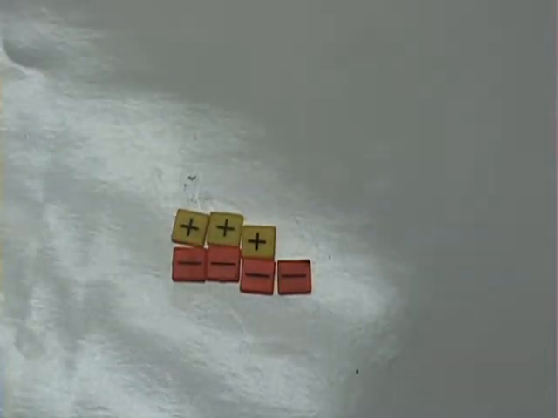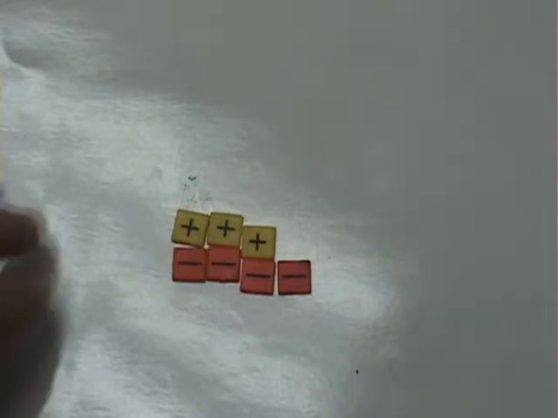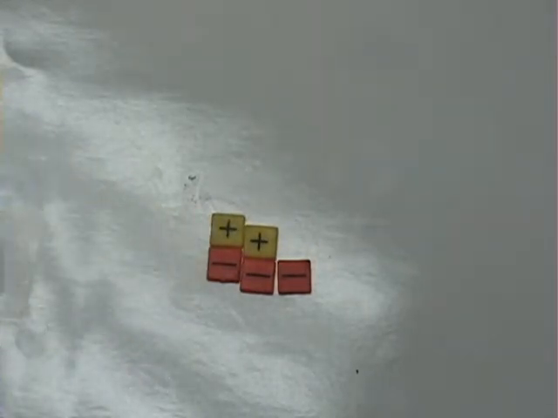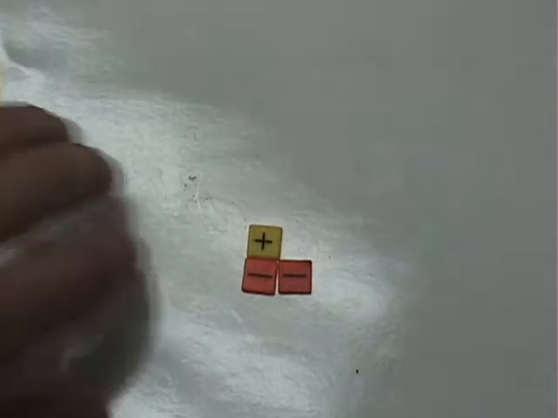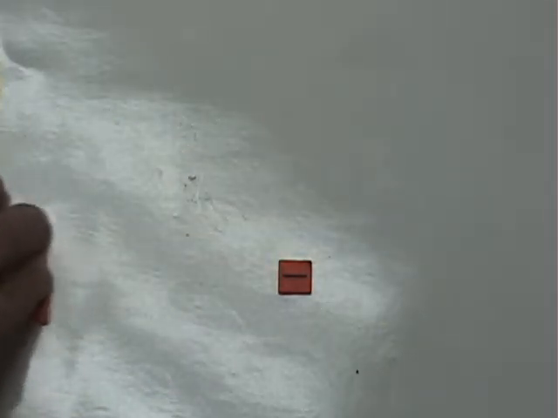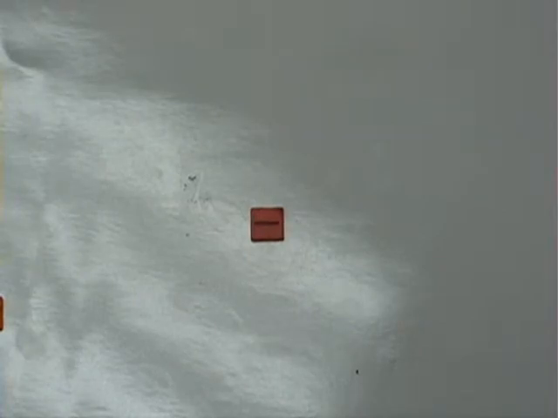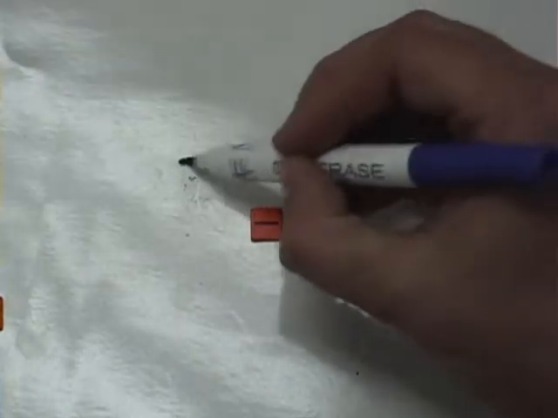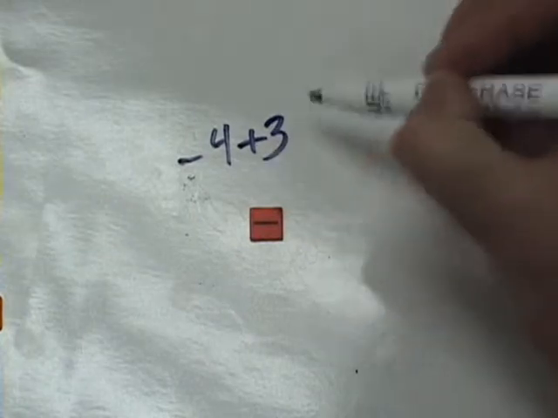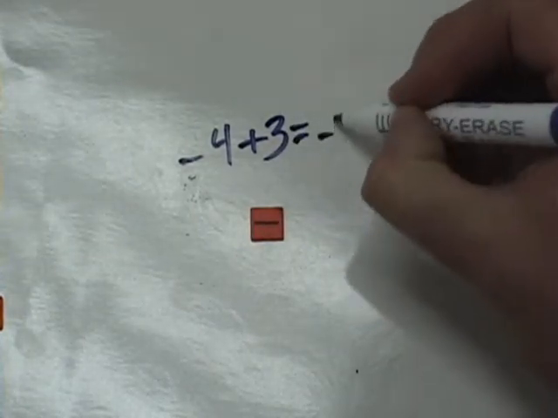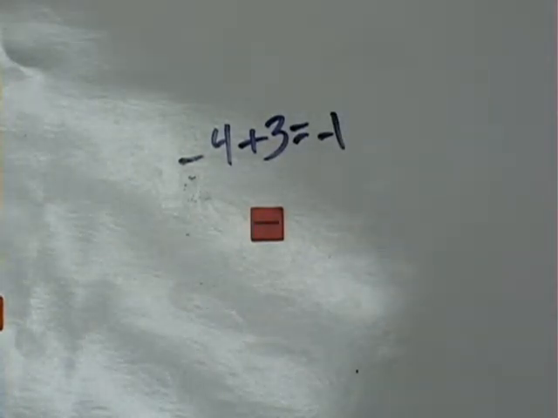And this introduces the concept of 0. If I have a positive 1 and a negative 1, those are going to cancel out. And so we can do that with each set of tiles that we have, to where all we're left with is a negative 1. So clearly negative 4 plus 3 equals negative 1. We can use this for subtraction as well.